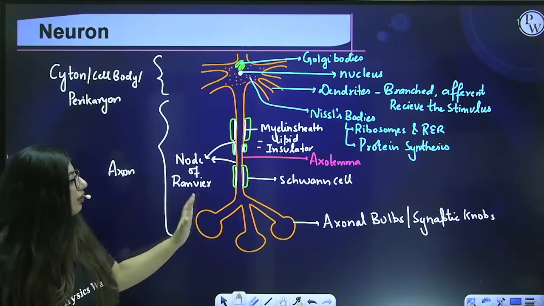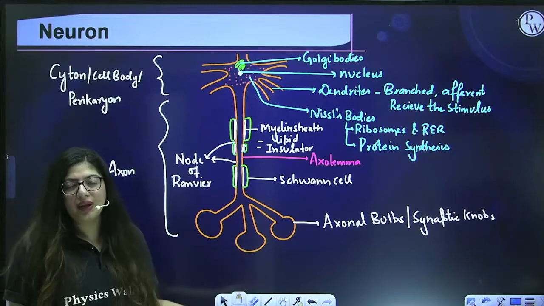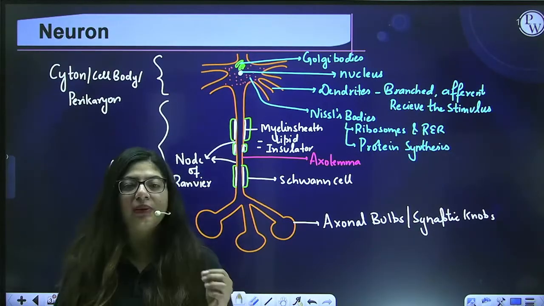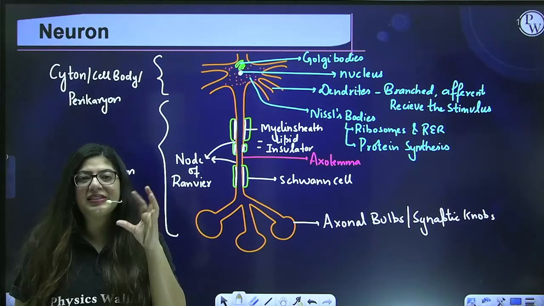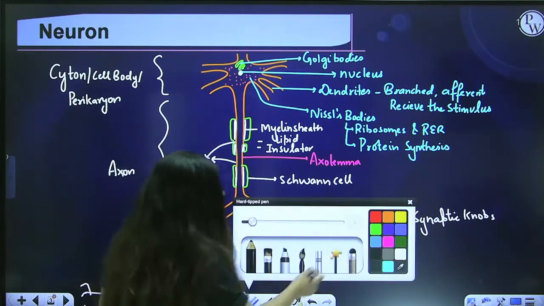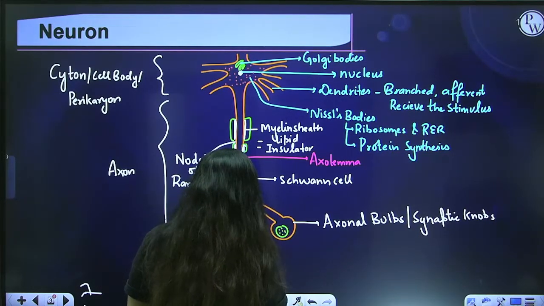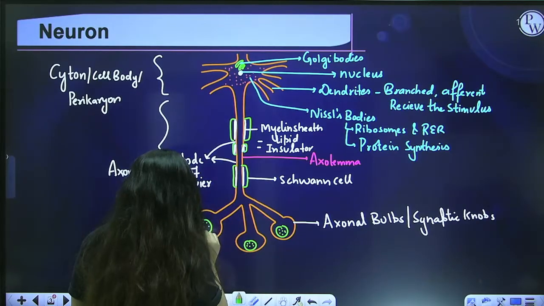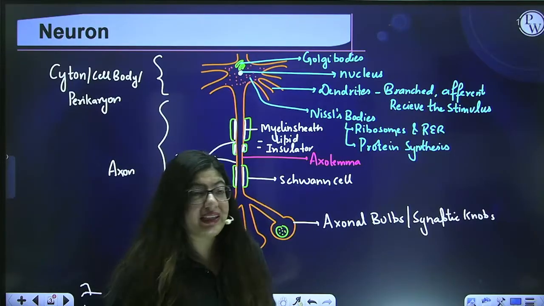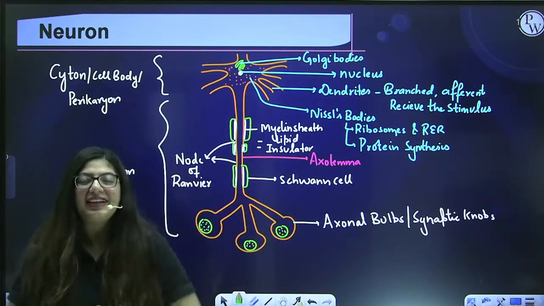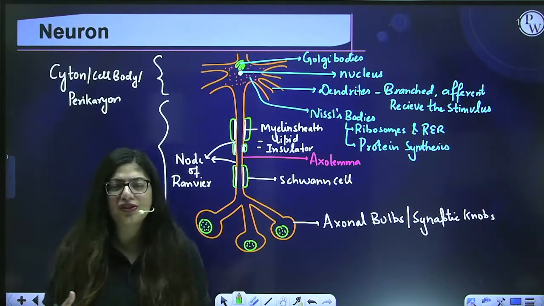Fine. So here let's talk about these bulbs now. As these axonal ends have these swellings or bulbs, you call them axonal bulbs or synaptic knobs. These synaptic knobs have small sac-like structures. These sac-like structures are known as synaptic vesicles. These synaptic vesicles store the chemicals or the proteins that are formed by the Nissl's bodies. And this is how the Nissl's bodies are very much important. But now again, you don't know what the function of these chemicals is.